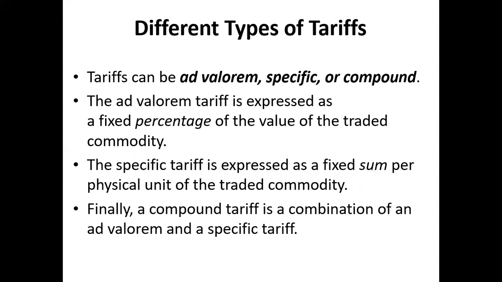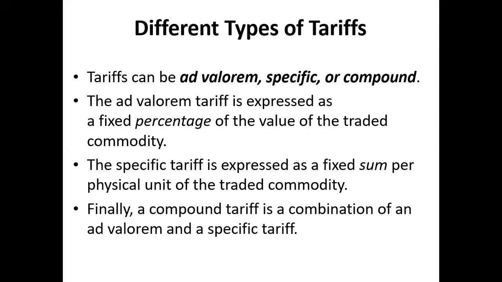Suppose that the value of a traded commodity is 100 rupees. If you impose a tax to the extent of 10%, then you have to pay 10 rupees as the tariff. So the total price of the commodity will become 110. So simply speaking, ad valorem tariff is a tariff based on the value of a commodity.